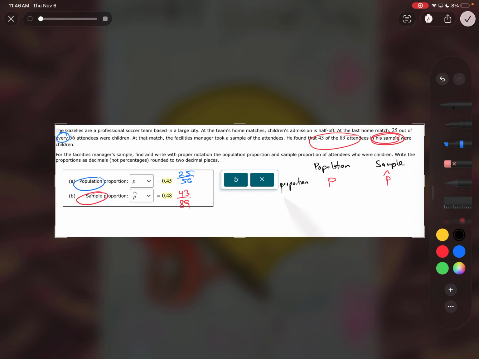I don't know what other ones you'll see, but the mean, the population is the mu and the X bar. The standard deviation, they always use Greek letters for those. So Greek letters, the little sigma, and then it's S for sample.